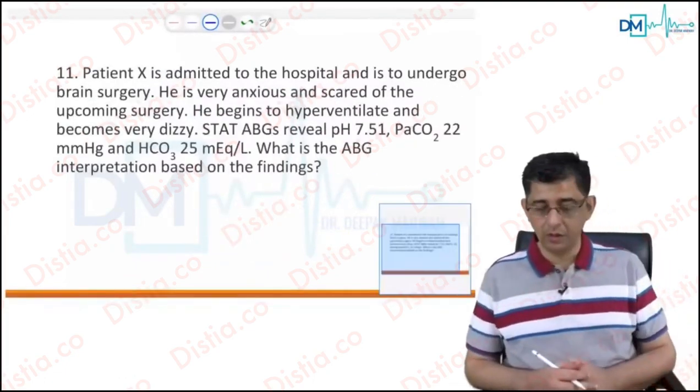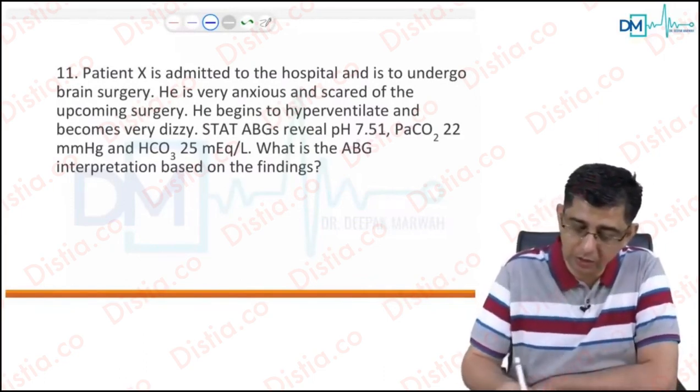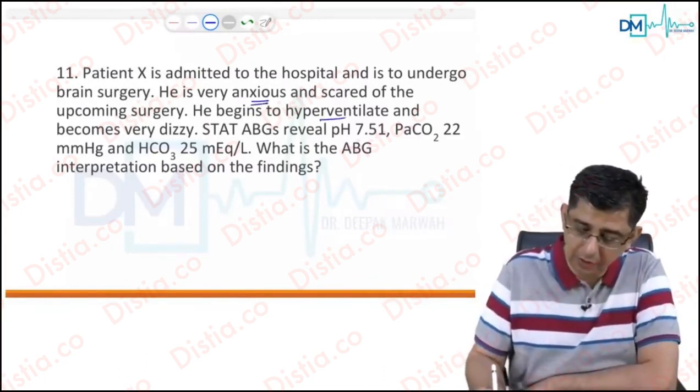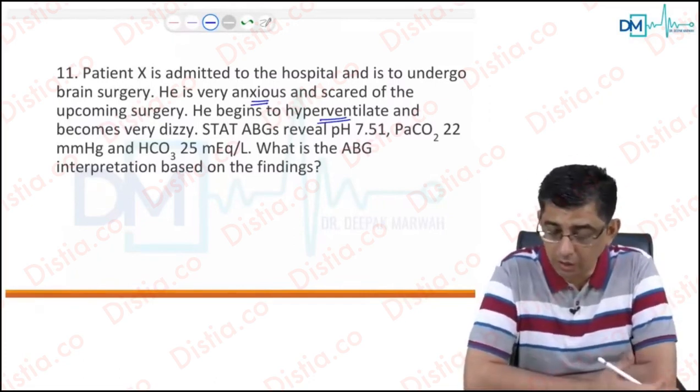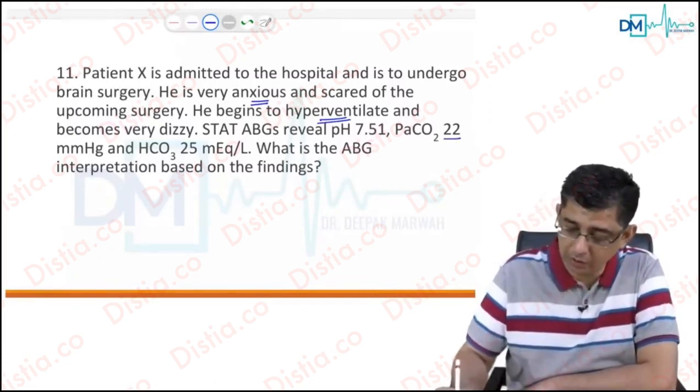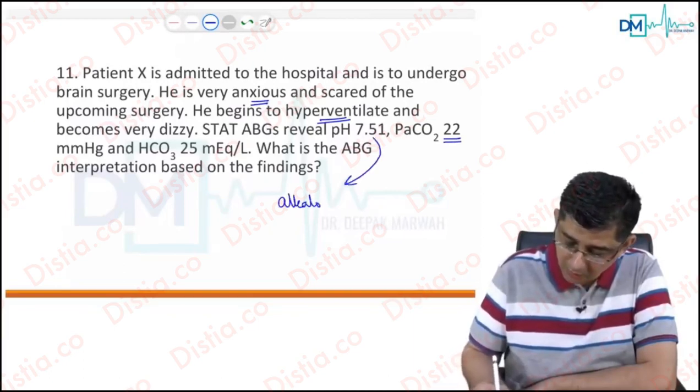Moving to the next question. A patient is admitted to the hospital and is to undergo brain surgery. He is very anxious about the surgery. He begins to hyperventilate, so half the job is done. In any guy with hyperventilation, there will be a carbon dioxide washout from the body. This guy has an alkalotic pH.